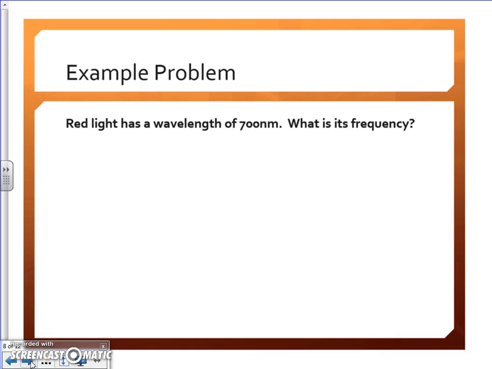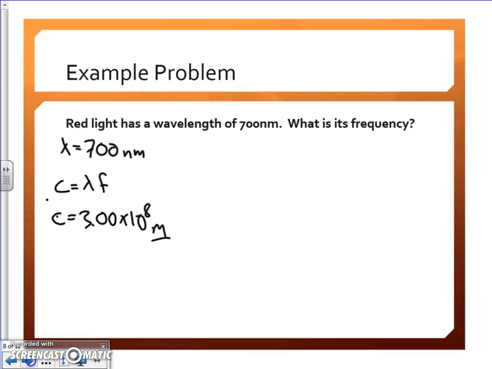So, example problem. Red light has a wavelength of 700 nanometers. What is its frequency? So if we talk about what we know, we know wavelength equals 700 nanometers, and it wants to know frequency. We know speed of light is equal to wavelength times frequency. I also need to know c, which we always do. c equals 3.00 times 10 to the 8th, and if we take a look at the units, this is meters per second.